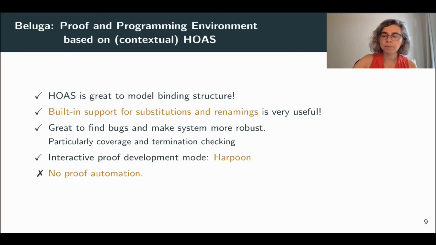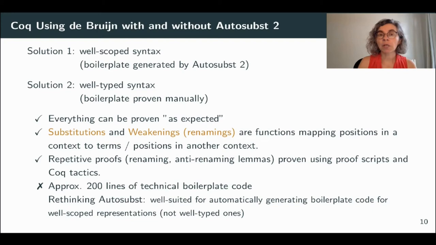Now, Coq, on the other hand, we used the de Bruijn encodings for modeling bindings. We had, in fact, two solutions developed by Kathrin Stark and Steven Schäfer. The first one was on well-scoped syntax, and the boilerplate code was generated by Autosubst 2. And the second solution focused on well-typed de Bruijn encodings, and the boilerplate was proven manually. Both proofs were developed in close collaboration with our proofs in Beluga, so they have a very similar structure. So everything can be proven as expected.